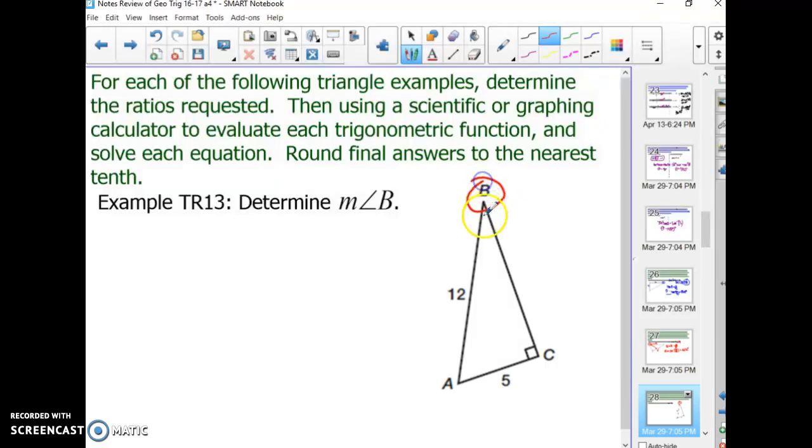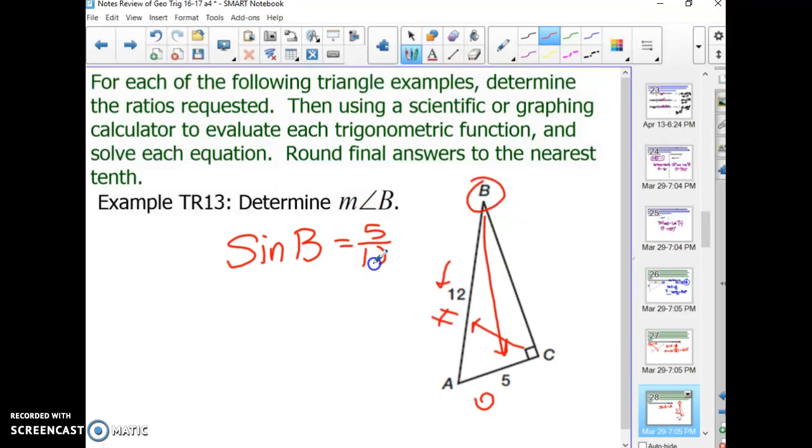So angle B is right here. I have the opposite and the hypotenuse, because that's across from the right angle. So I'm using sine again. So I have the sine of angle B is equal to 5 over 12. To solve for that, the arc sine of 5 over 12 will give me angle B.